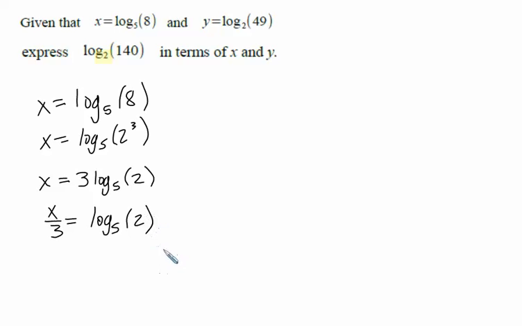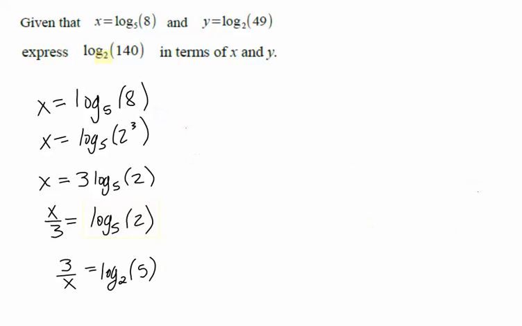Now we will invoke our change of base rule. So if we want to change the base here, the log base 2 of 5 is the reciprocal of the log base 5 of 2. So this is going to turn out to be 3 over x. Now to do that, you have to have the log expression isolated. And when we interchange the base and the input, it takes the reciprocal of what we had.